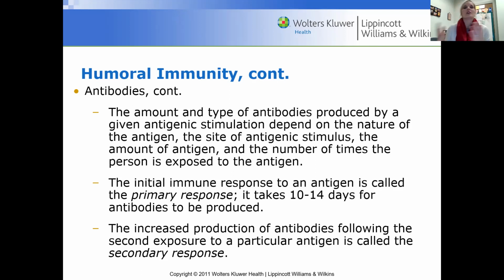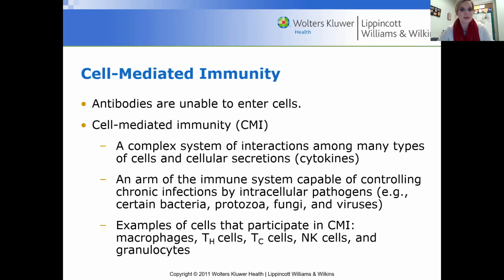But then following a second exposure to a particular pathogen, this is going to be called the secondary response. In that case, there's an increased production of antibodies because our body does recognize it and we know exactly what to do. So again, the increased production of antibodies following that second exposure, this is going to be our secondary response. So again, the more we're exposed to something, the more we know what to do, how to respond.